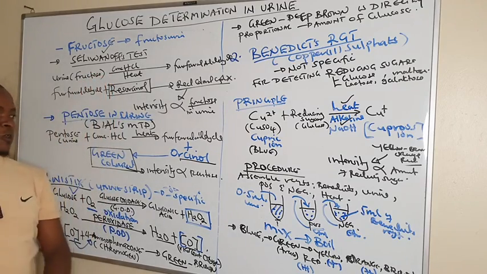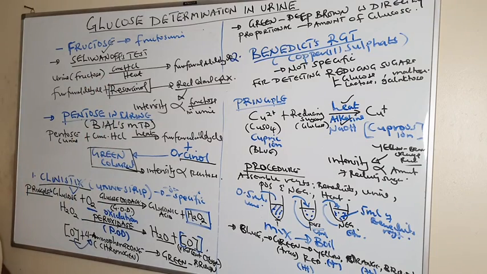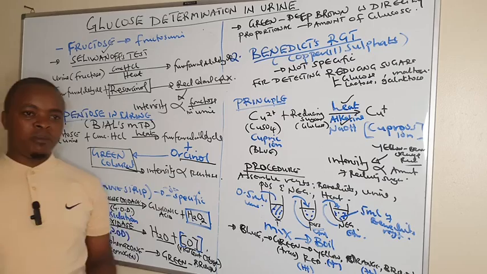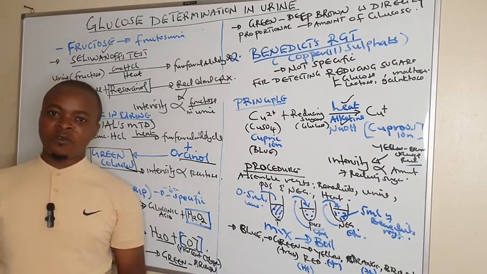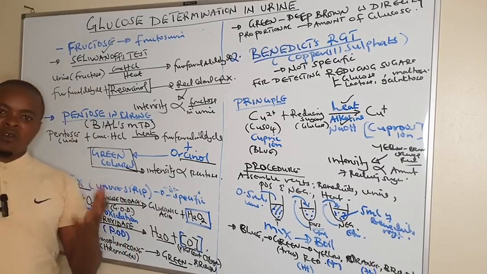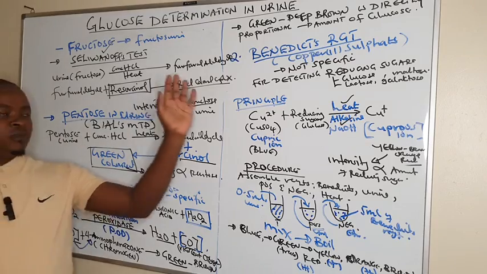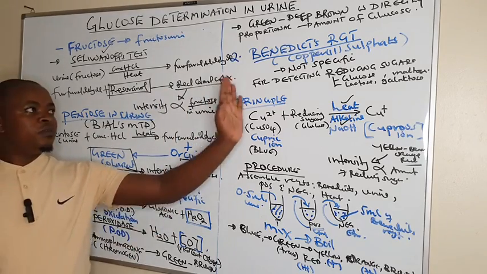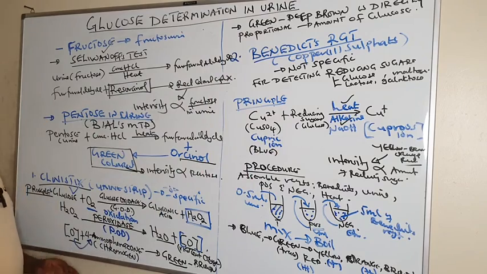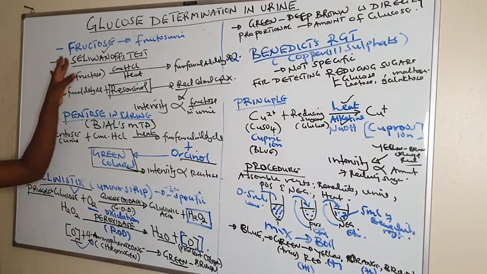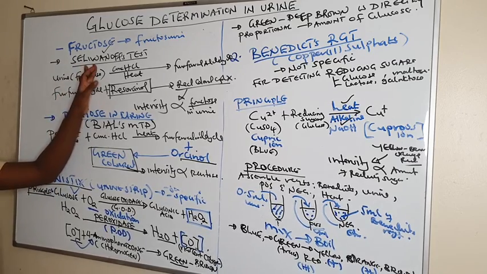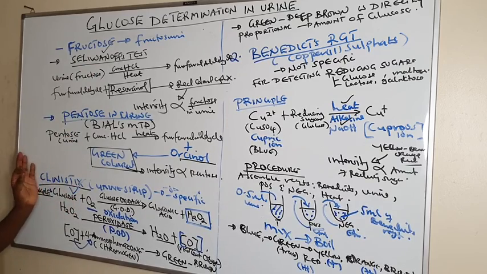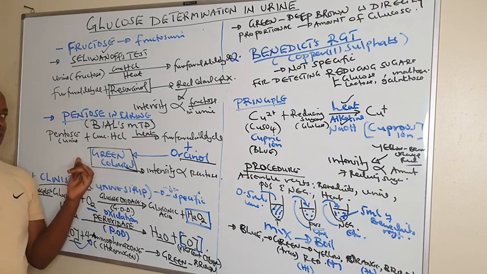This is Seliwanoff's for determination of fructose in urine, and Bial's method for determination of pentose. So this is what we have discussed in this session, where we have looked at different causes of glucose in urine. We have seen different methods like Clinistix and Benedict's reagent, and we have also looked at determination of fructose and pentose in urine: fructose using Seliwanoff's and pentose using Bial's.